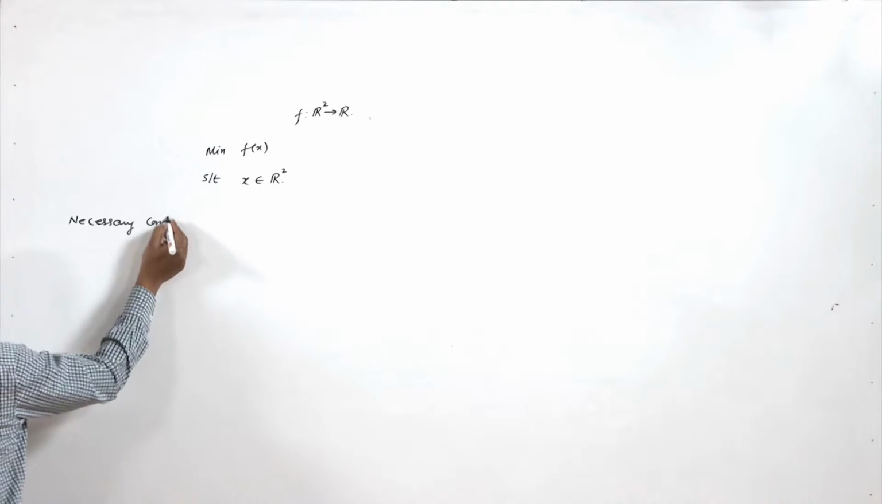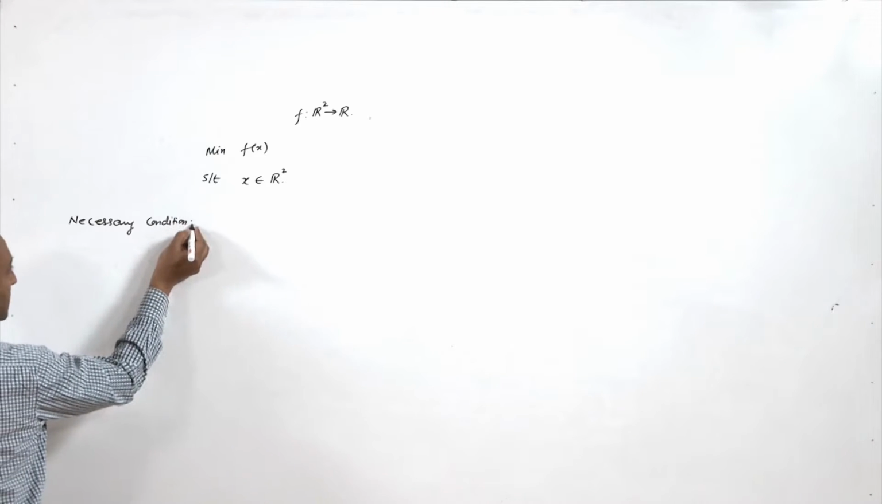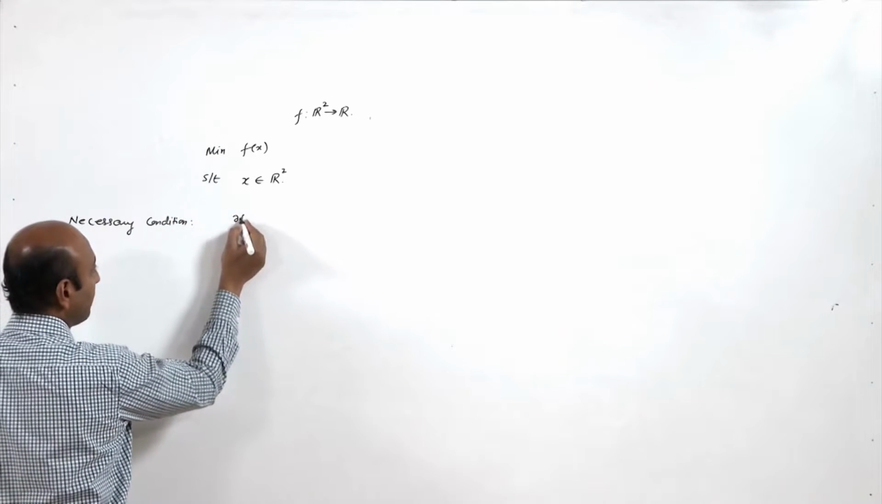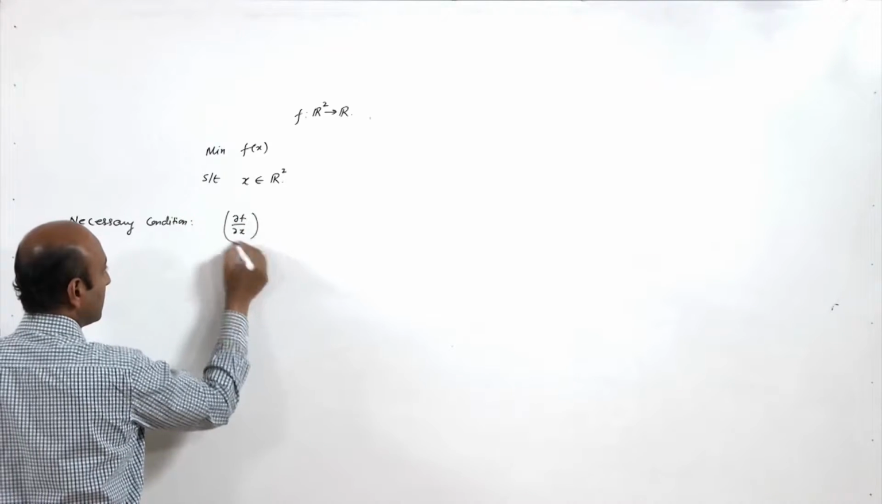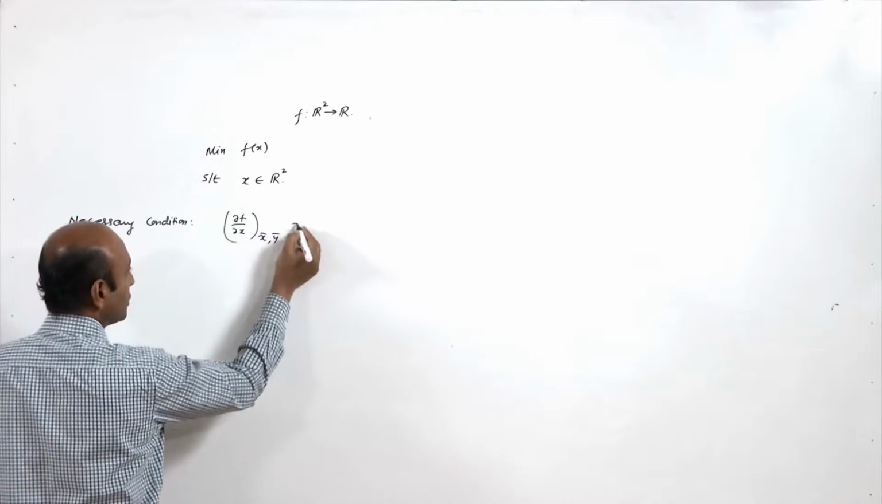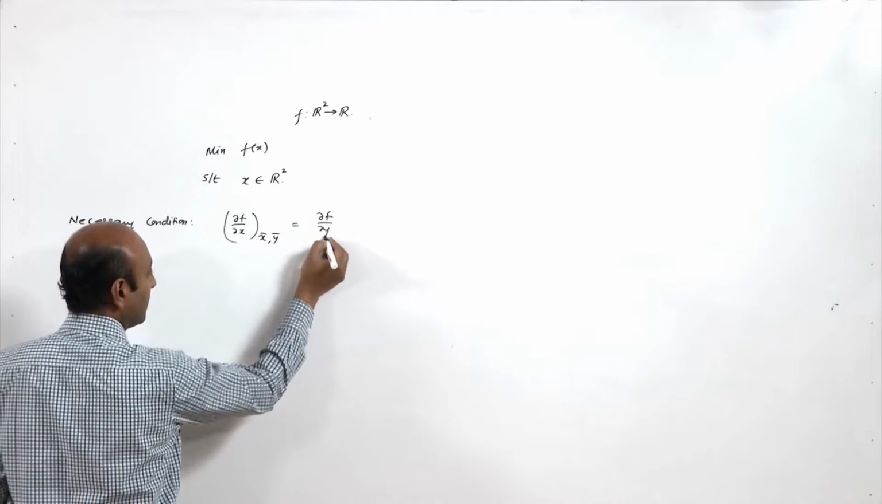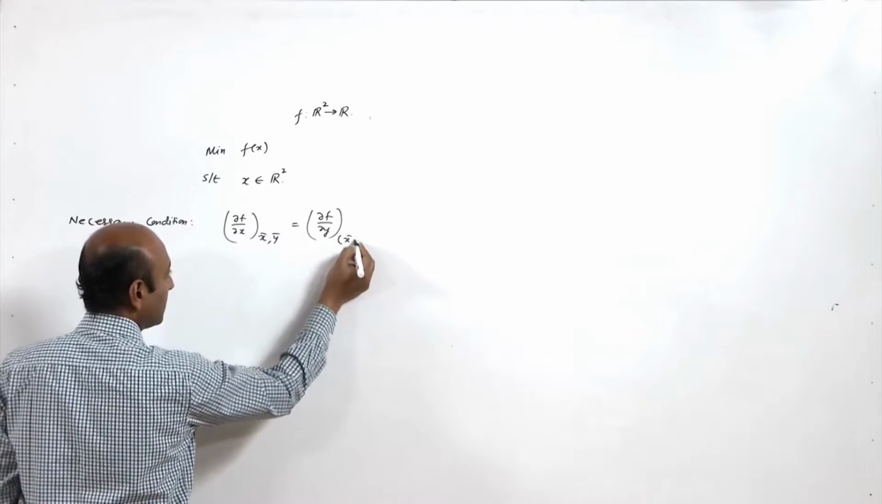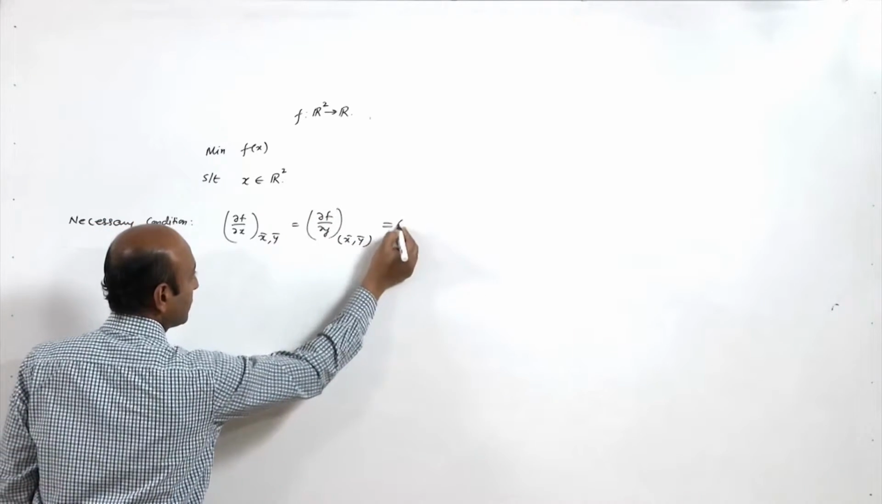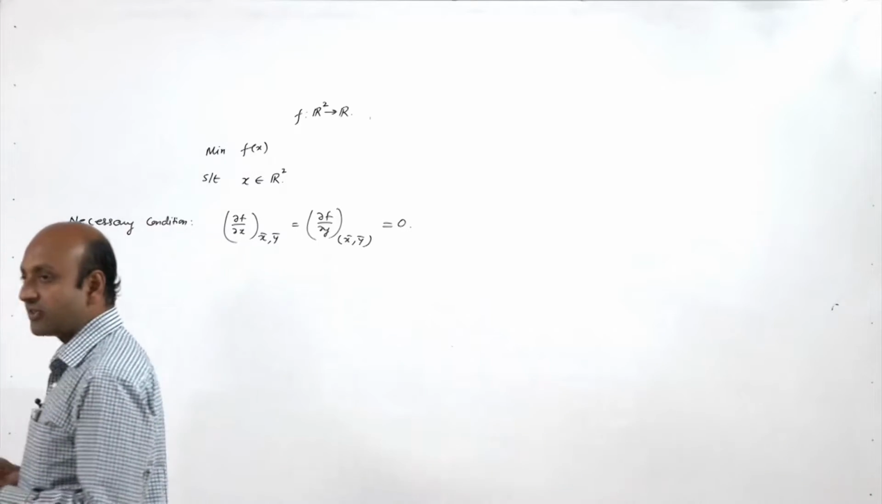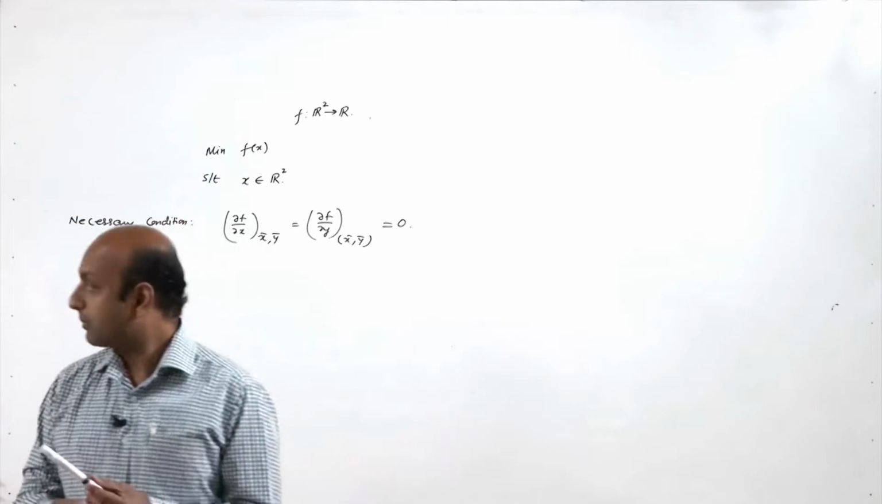Necessary condition for two variable functions. That is simply that del f upon del x at x bar, y bar is equal to del f upon del y at x bar, y bar, which must be 0. So, this is the first condition, a necessary condition.